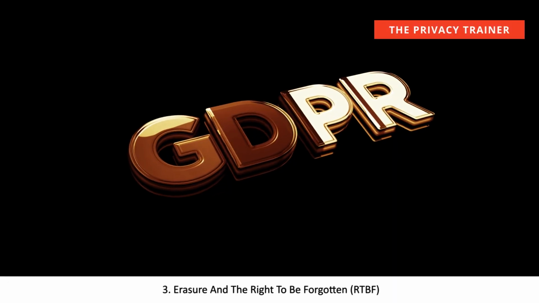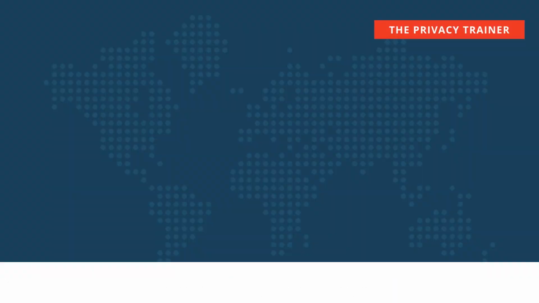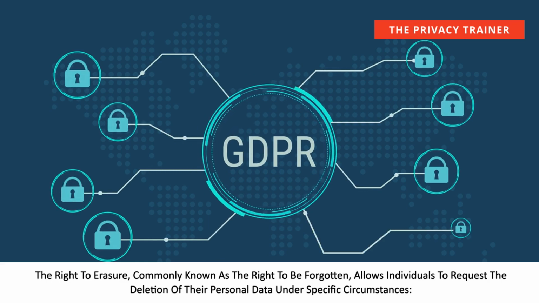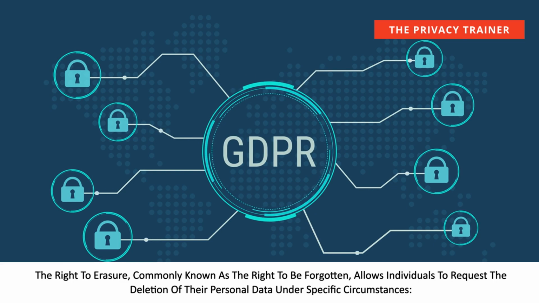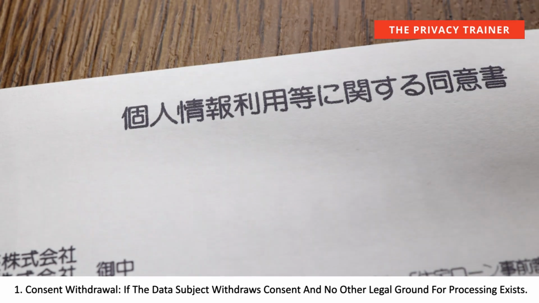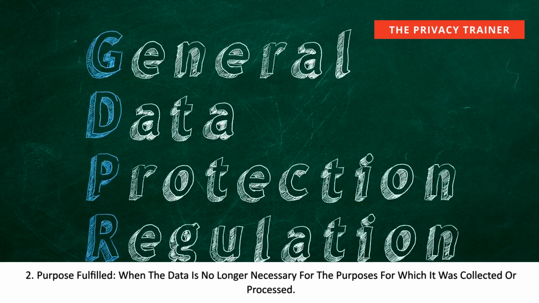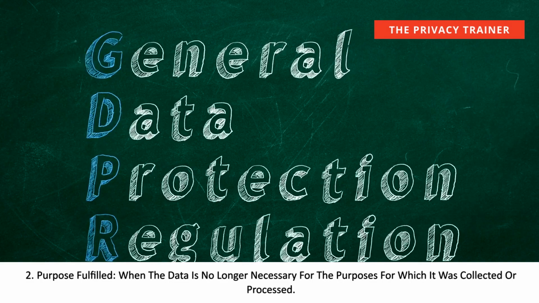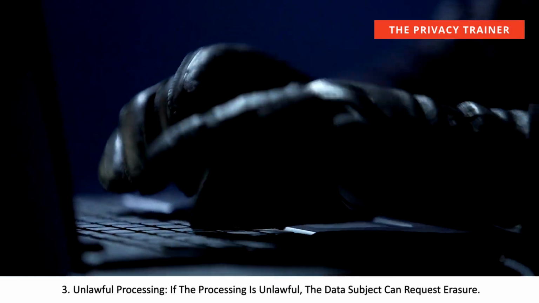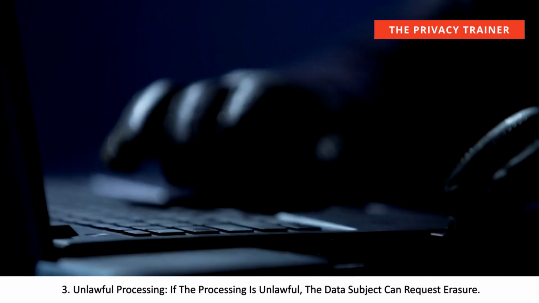3. Erasure and the right to be forgotten, RTBF. The right to erasure, commonly known as the right to be forgotten, allows individuals to request the deletion of their personal data under specific circumstances. 1. Consent withdrawal. If the data subject withdraws consent and no other legal ground for processing exists. 2. Purpose fulfilled. When the data is no longer necessary for the purposes for which it was collected or processed. 3. Unlawful processing. If the processing is unlawful, the data subject can request erasure.